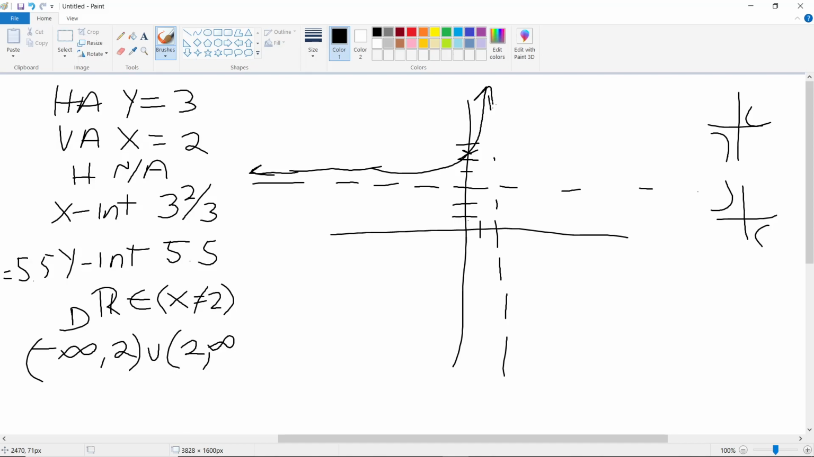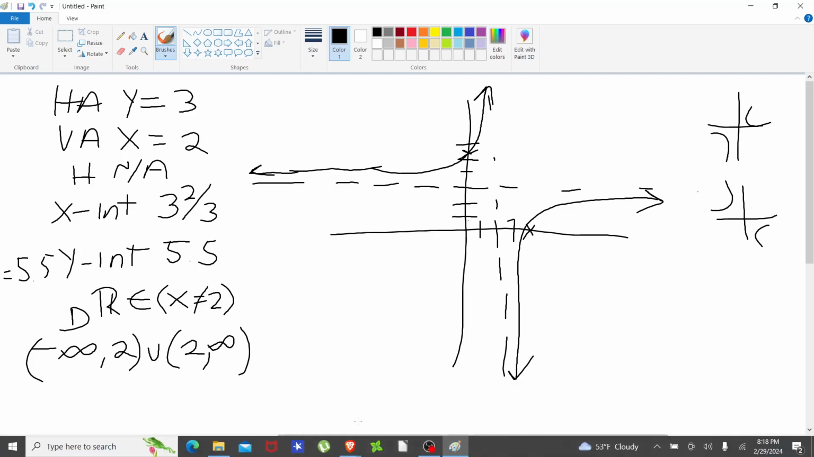And then the x-intercept is 3 2/3. 1, 2, 3. 2/3, somewhere around there. And that gives me enough to approach those asymptotes but never get there. So that's what this equation looks like. And I've also answered all the questions. I've got to close that bracket. So there it is.